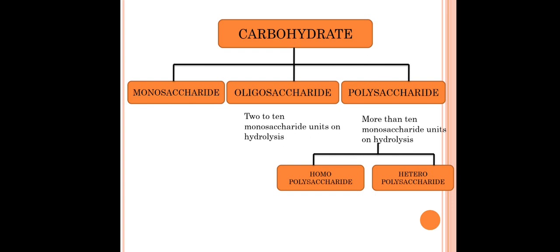Carbohydrates are classified into three groups. Monosaccharides are simple sugars that contain only one sugar molecule and cannot be broken into simpler units on hydrolysis. Oligosaccharides, oligo meaning few, yield 2 to 10 monosaccharide units on hydrolysis. And polysaccharides, poly meaning many, also called glycans, yield more than 10 monosaccharide units on hydrolysis.